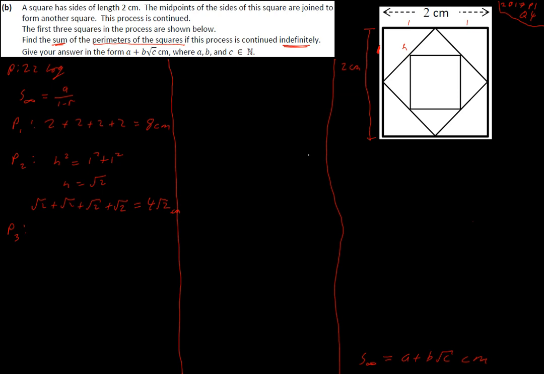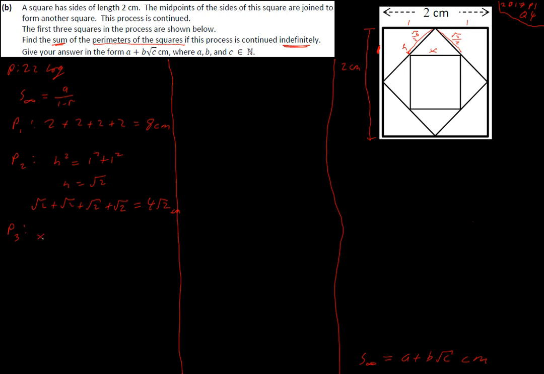My third perimeter. Alright, so this length here is going to be half of root 2, so root 2 over 2. This length is also going to be root 2 over 2. This length here, and I'm now looking for this one. I already used h, so I'm just going to call this length x, so that the side length for my smallest square is going to be x.